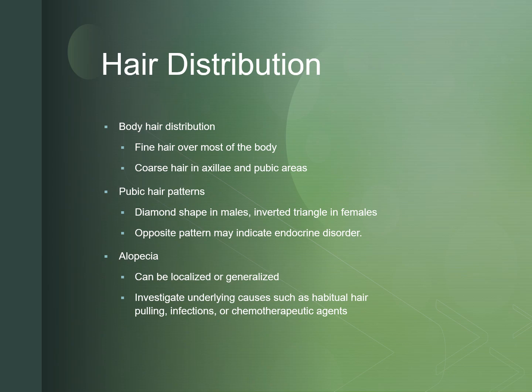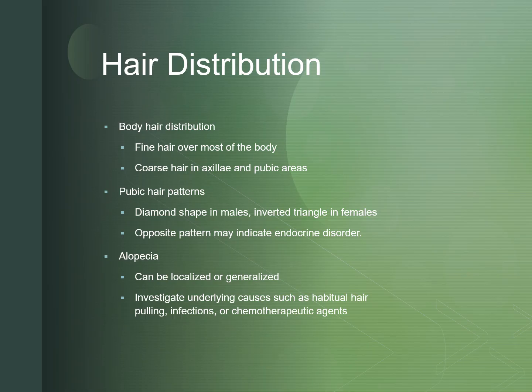Pubic hair patterns. There are expected patterns based on biological sex. So males have a diamond-shaped distribution extending towards the abdomen, and females have an inverted triangle. So if you see the opposite pattern, this can be a clue to an endocrine imbalance, particularly androgen-related disorders.